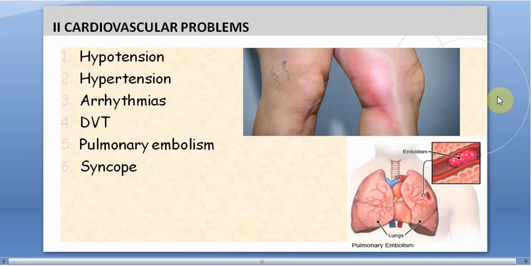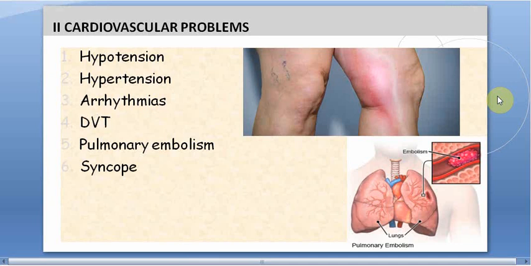Next are cardiovascular problems, which I have not explained yet: hypotension, hypertension, arrhythmias, DVT, pulmonary embolism and syncope. Hypotension means low blood pressure. It can be seen because of shock, dehydration, excess vomiting and so on. Hypertension means increased blood pressure, which is also seen in the post-operative period. Sometimes the patient can have arrhythmias, an abnormal heart rate and heart rhythm.